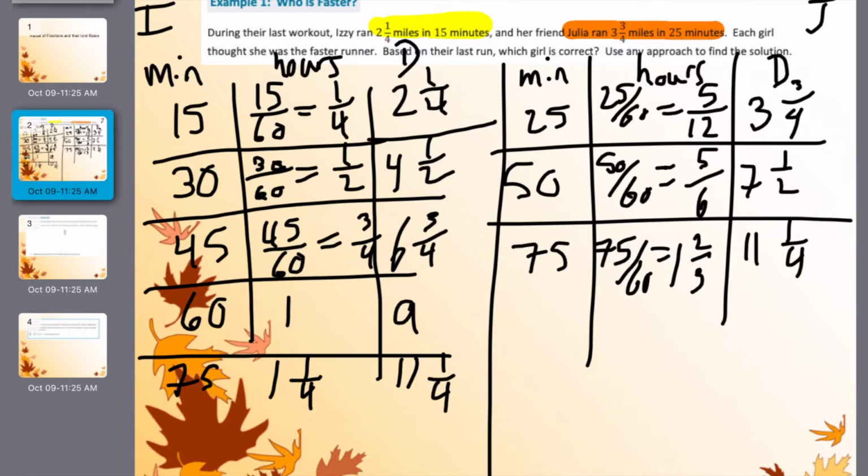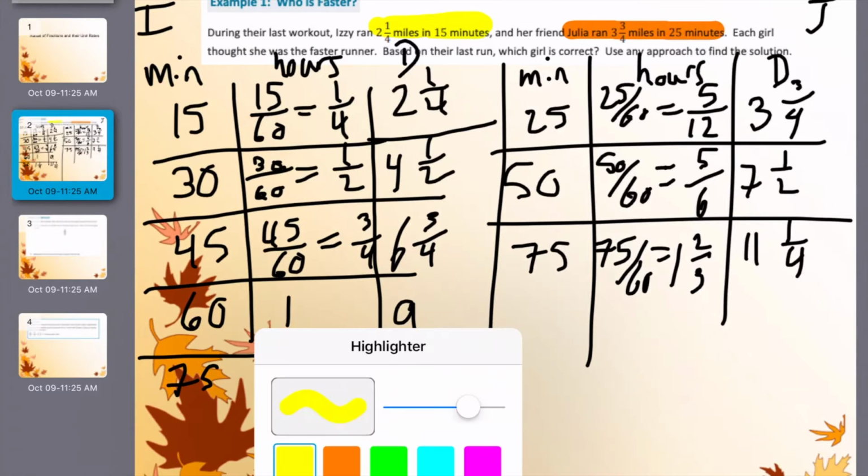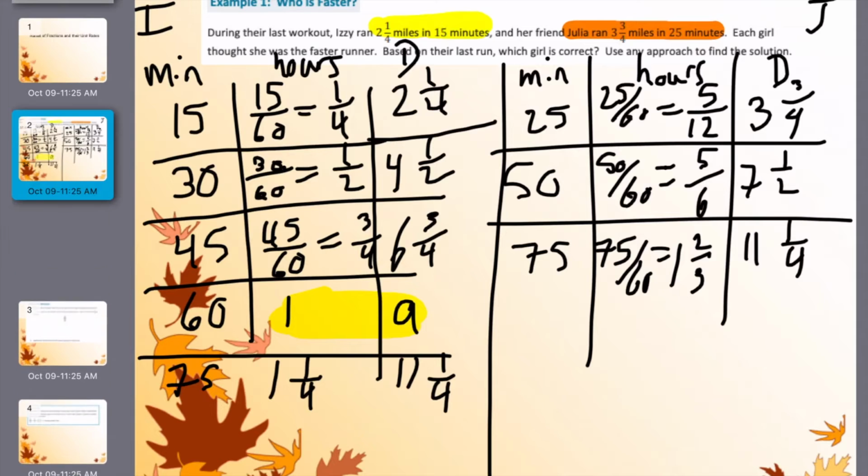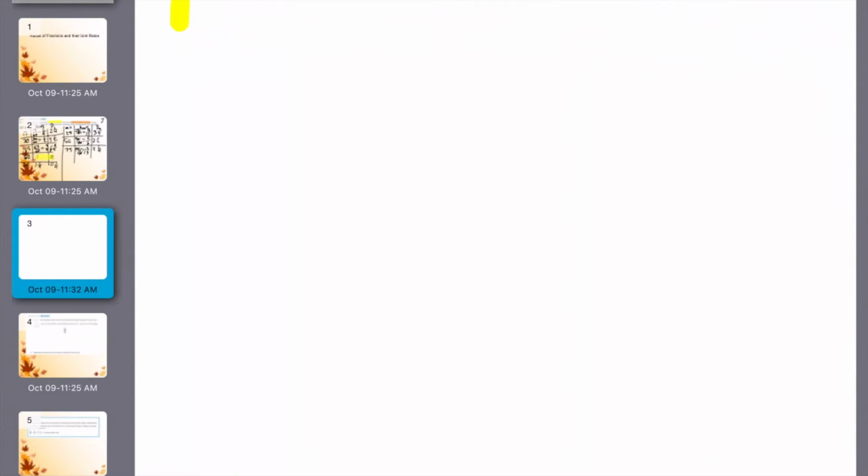They cover the same distance in the same amount of time, but what about trying to find my constant of proportionality? Let's think about it like this. I know for Izzy, it's going to be nice and easy. It's going to be my distance over my hours, which is 9. So for Julia, that was 9/1, or that equals 9.